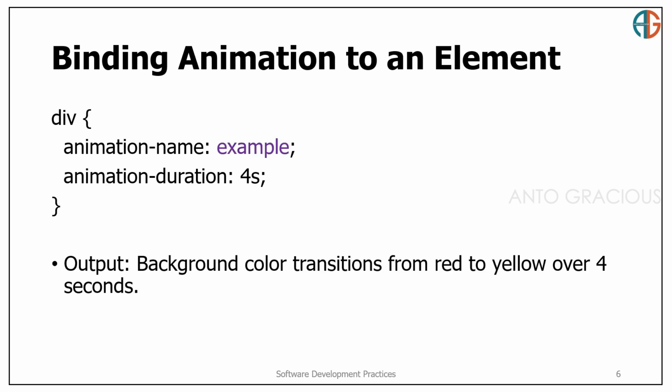To make an animation functional, you bind it to an HTML element using properties like animation-name and animation-duration. For instance, in this example, the background color of a div transitions from red to yellow over 4 seconds.